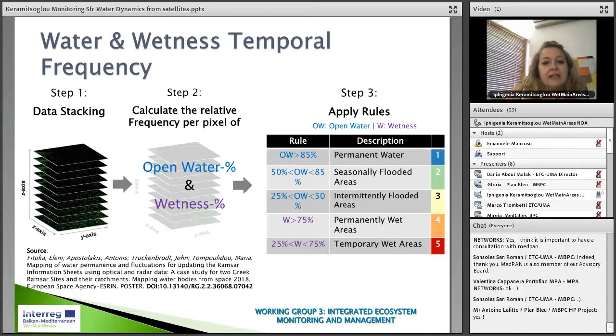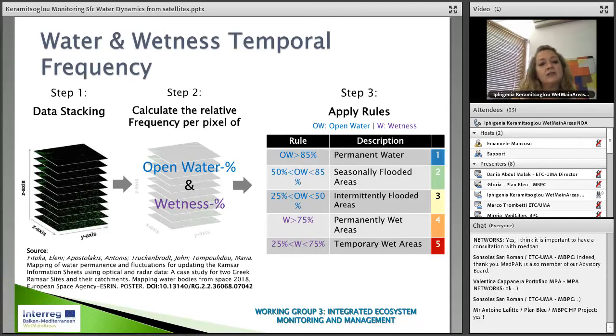The main indicator that has been used is an indicator that reveals the water and wetness temporal frequency. It starts as an indicator per individual image. So imagine that these are different times where this particular area was acquired by the satellite system. So you create a data stack. The X and Y axes are of course the data, and the Z axis is time. And we calculate the open water and the wetness of each particular pixel. This is based on a water and wetness index, which is the modified differential wetness index. The source of the initial publication is in this slide.